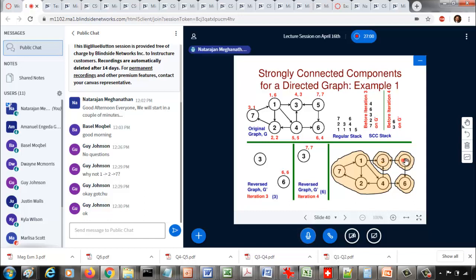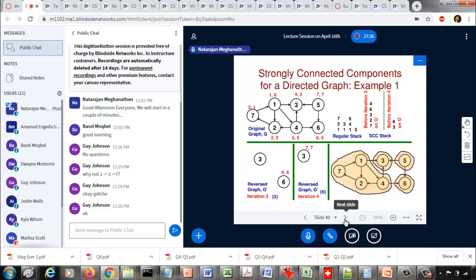Similarly, with vertex 5, we cannot add any other vertex to the subset having vertex 5, because then the vertices in that subset are not reachable to each other. For example, I cannot add 3 to it, or add 6 along with 5. 5 and 6 cannot form a strongly connected component because from 5 you can go to 6 but not from 6 to 5. So 5 is again its own strongly connected component. Similarly, 6 is its own strongly connected component. So this directed graph has 4 strongly connected components.